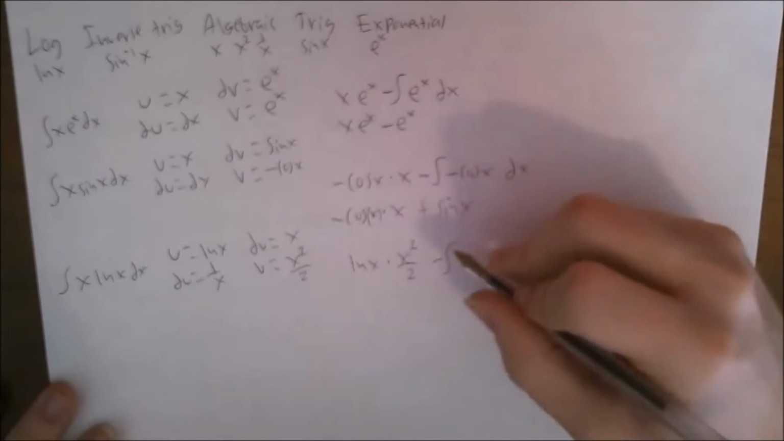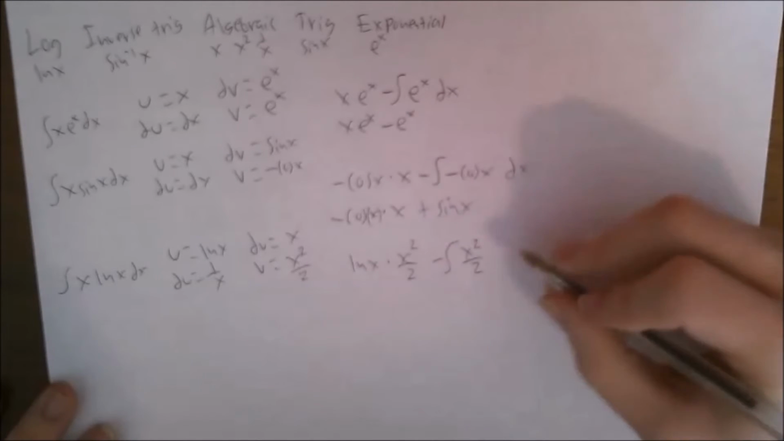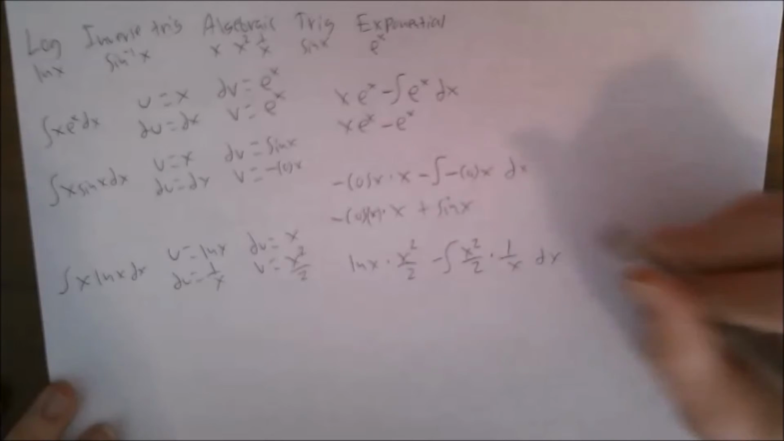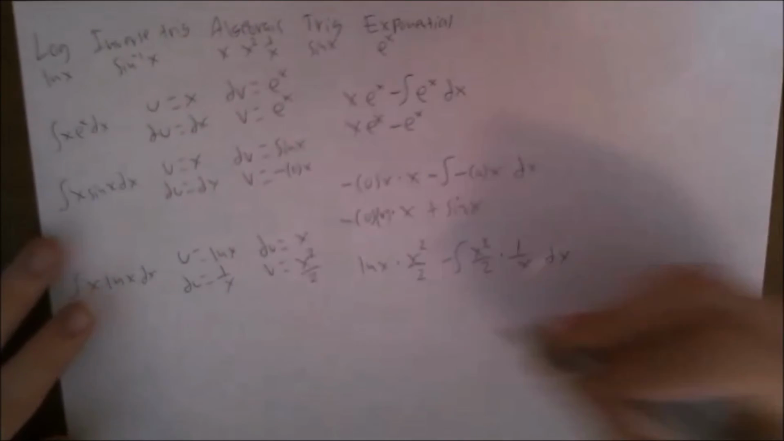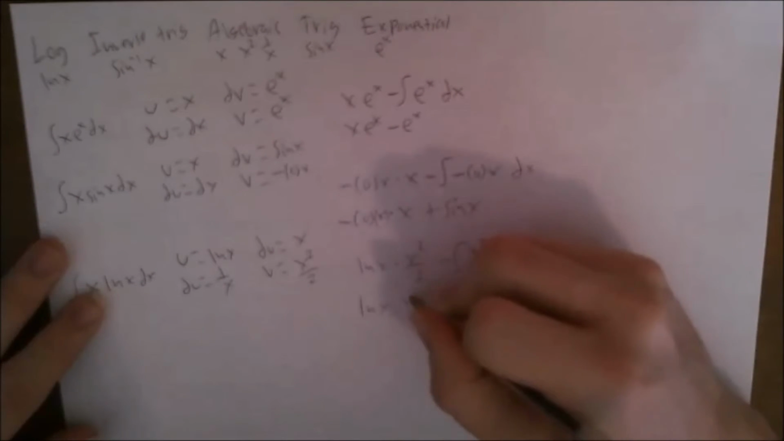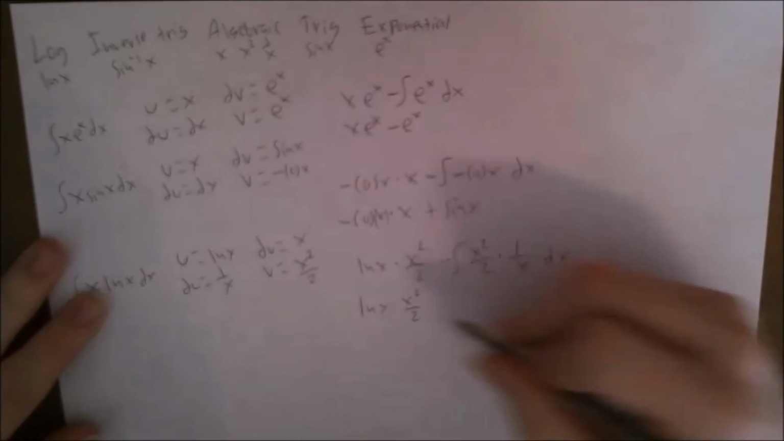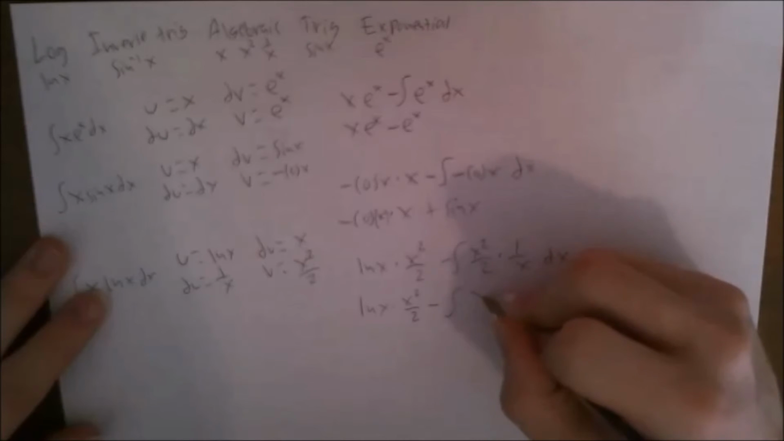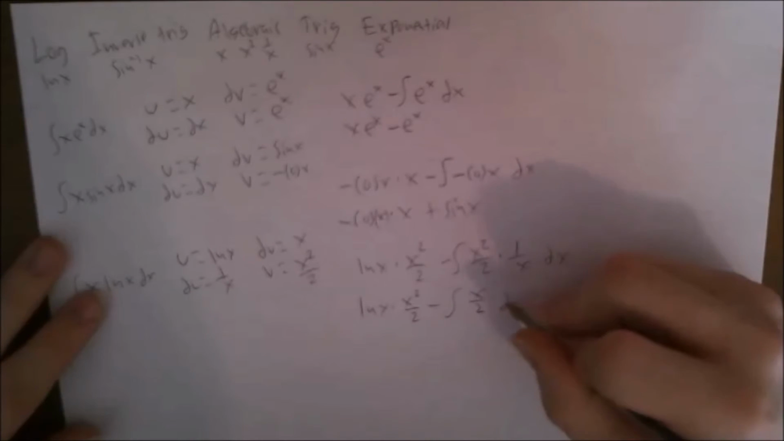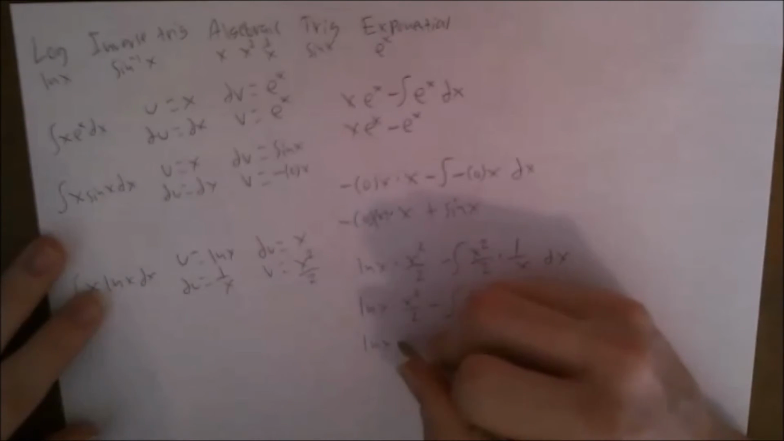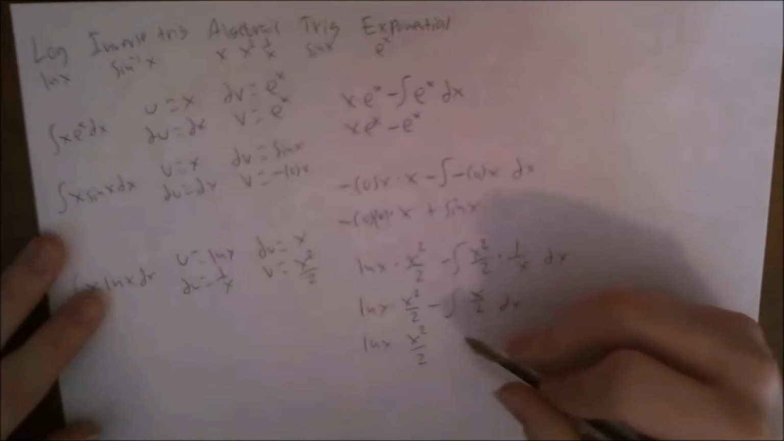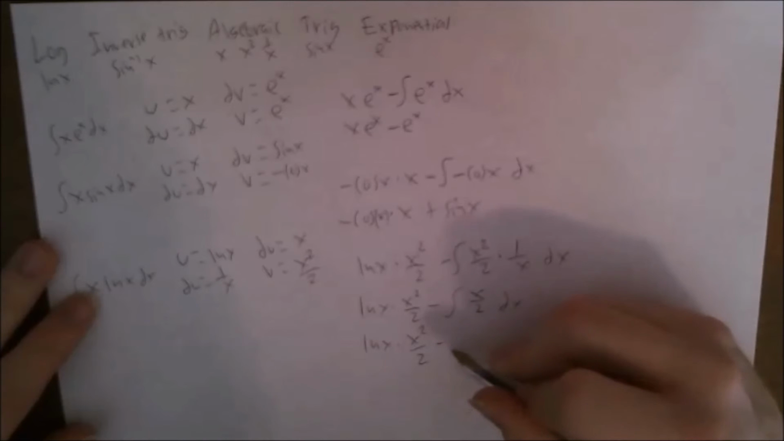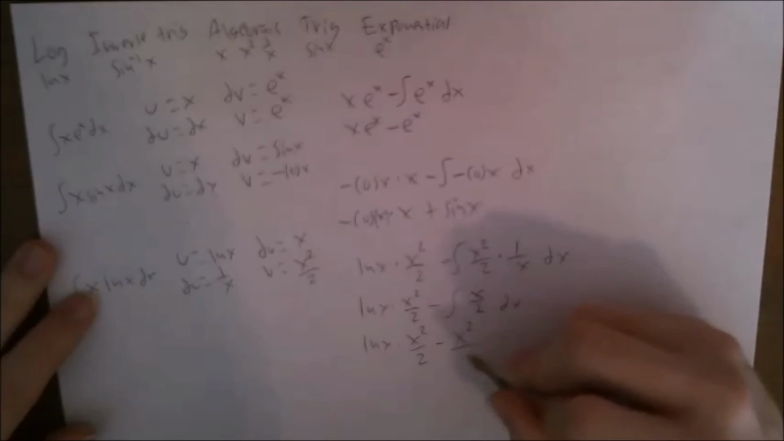minus the integral of v du. So when you get this, you have natural log of x times x squared over 2 minus, this would be the same as the integral of x over 2. So natural log of x times x squared over 2, and then minus, you can pull the constant out, and then you have x squared over 4.